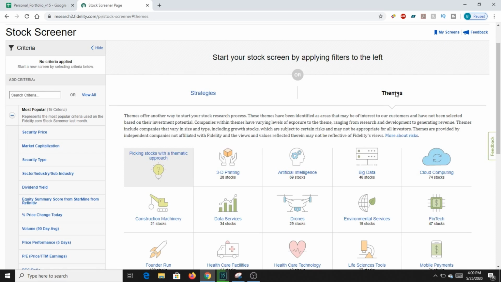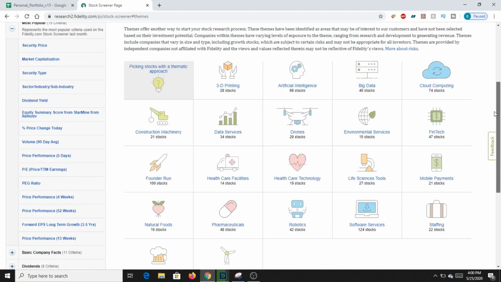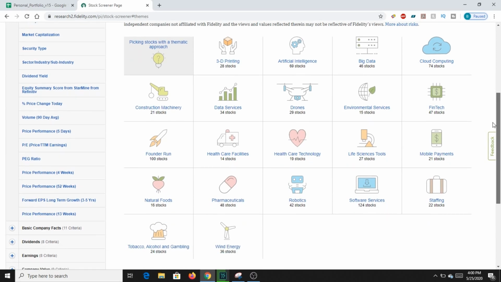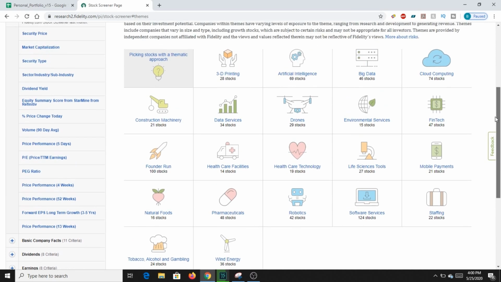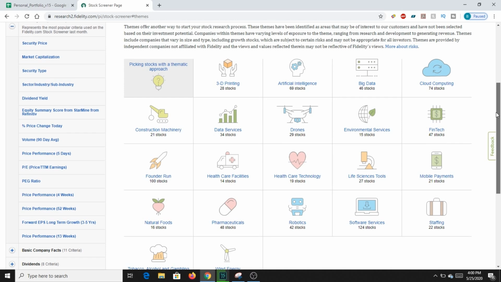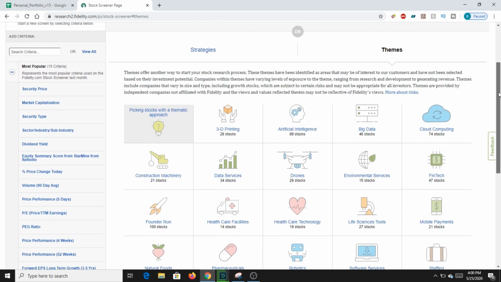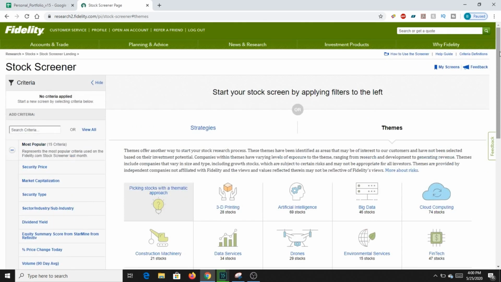So you can really take this and say, okay, well, what theme am I looking for? Am I looking for data? Am I looking for fintech? Am I looking for a whole bunch of other things? Alcohol, founders companies, natural foods, pharmaceuticals, certain themes that you can invest in.